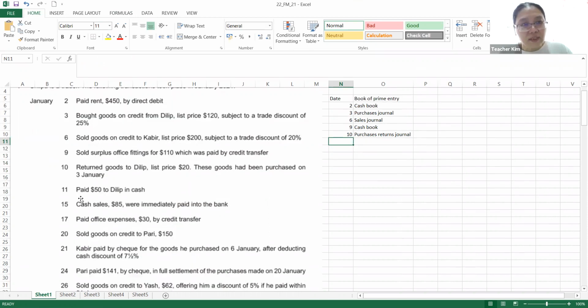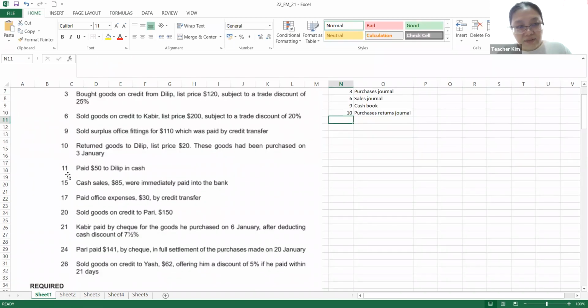Next is 11. Pay 50 to Dilip in cash. This is a personal account. That means this one, cash and bank always is a cash book, using the cash book. 15. Cash sales 85 was immediately paid into the bank. So the moment bank, this one cash book. Next is 17. Pay office expenses by credit transfer. This is also the cash book.